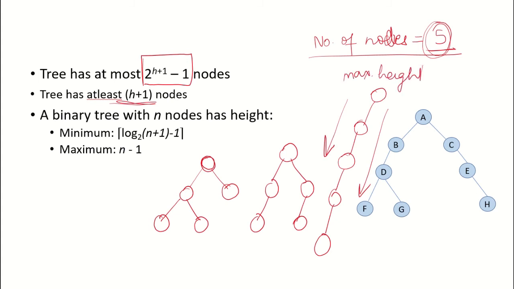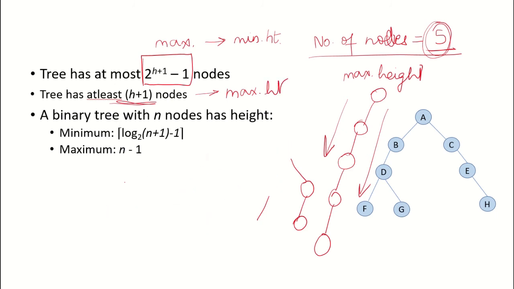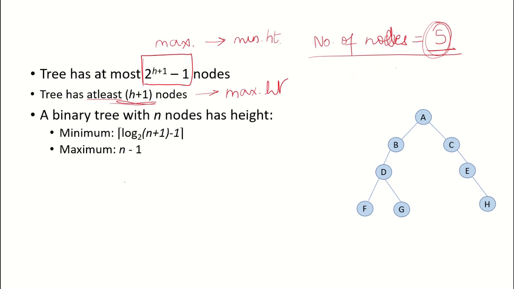So here the height would be maximum, and if we are filling up all levels, here the height would be minimum. So the maximum number of nodes over here will give us the minimum height, and the minimum number of nodes is going to give us the maximum height. So this is how we can compute what would be the height if we are given the number of nodes.